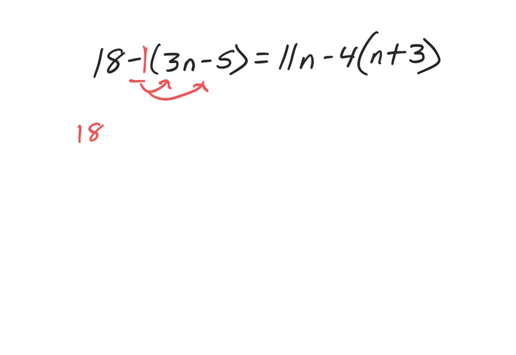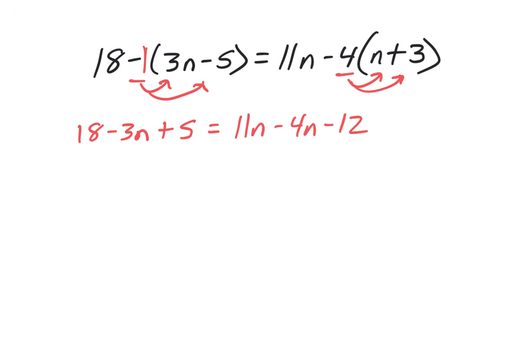Okay, and just take it one step at a time here. So 18 is going to stay 18. -1 times 3n, -3n, -1 times -5, positive. Okay, same thing over here. We're going to take the -4, and we do want to keep that negative on the 4. We want to distribute a -4. So the 11n stays 11n, minus 4n, minus 12.